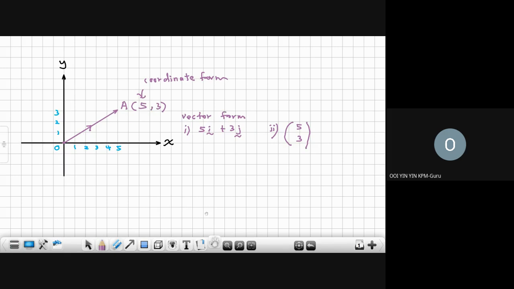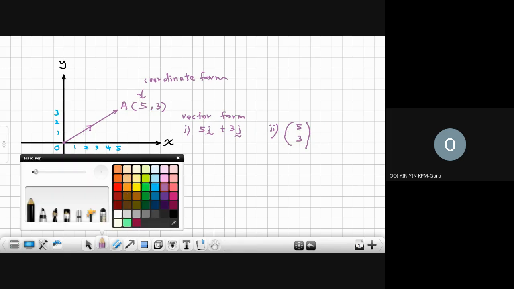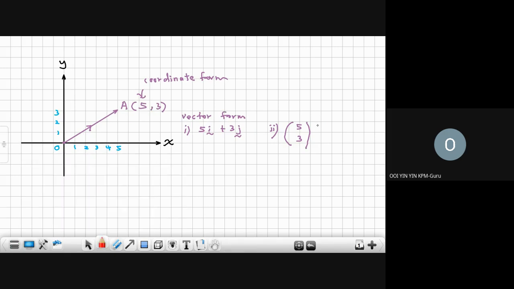So you must know that positive is to your right, negative to your left, positive up, and negative means down. If you write in this form, it is also a vector form, but this has another name. We also know it as matrix.